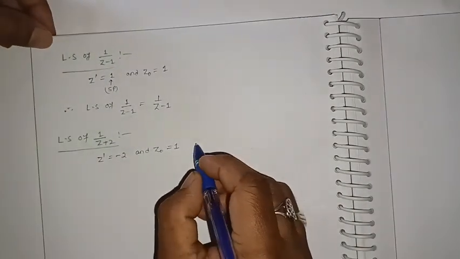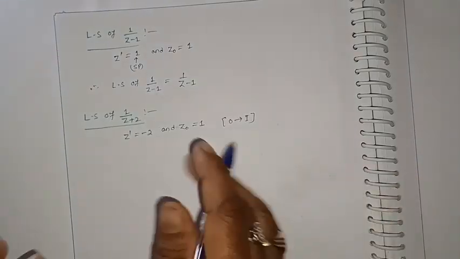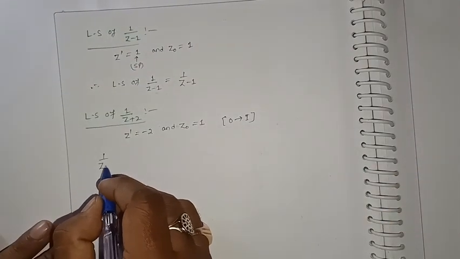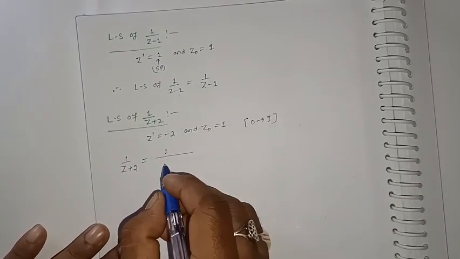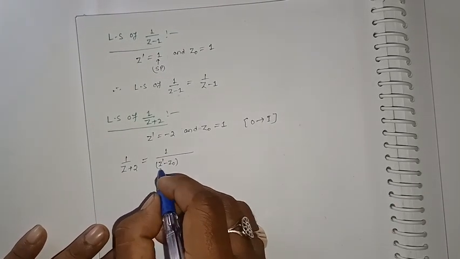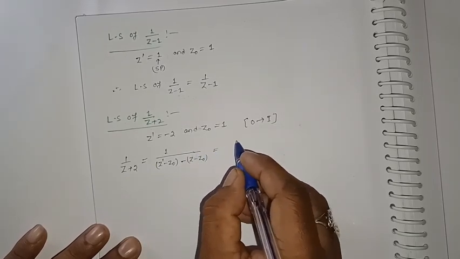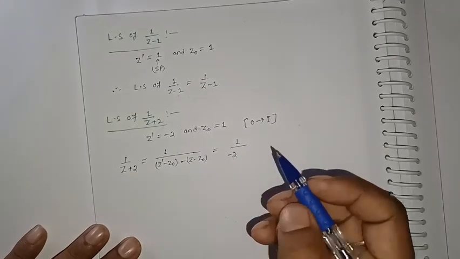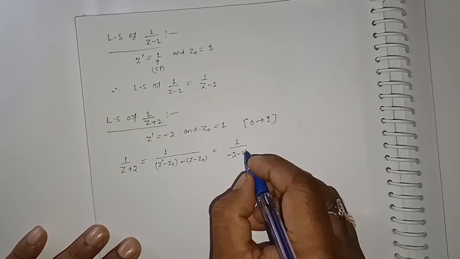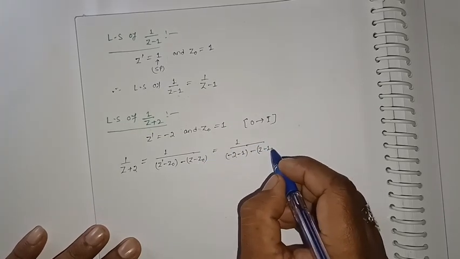So just write that. That is your trick or hint. This case is your out to in case. If it is so, then 1 by z plus 2 will be written as what? 1 by z dash minus z0 by using the Laurent series. Here z dash is your minus 2, z0 is your 1, so this will be minus 1 minus z0, that is, 1 minus 1. Got it?